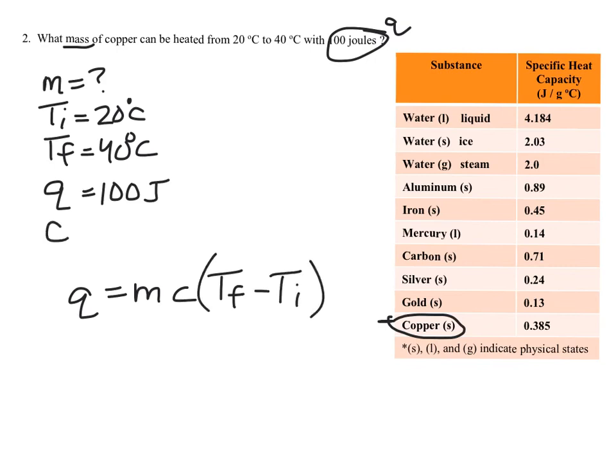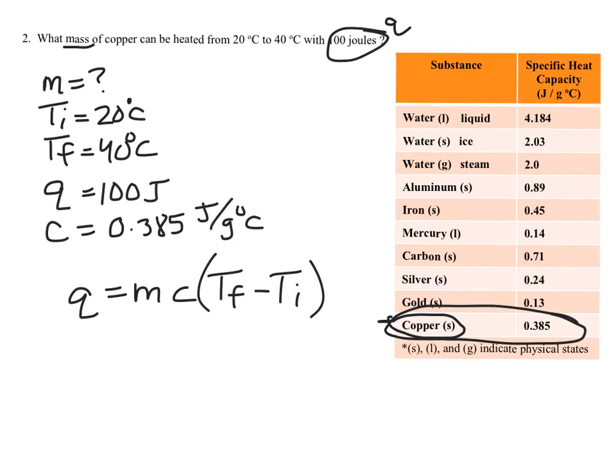I'm still missing my C value, so I'm going to need to look for that. And lo and behold, just what I was thinking about earlier, my specific heat value for copper is 0.385, and that's in units of joules per gram degree Celsius. Now the last problem we did was up here, 4.184.